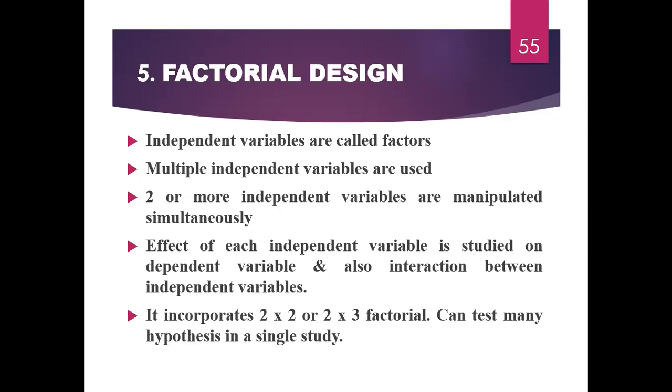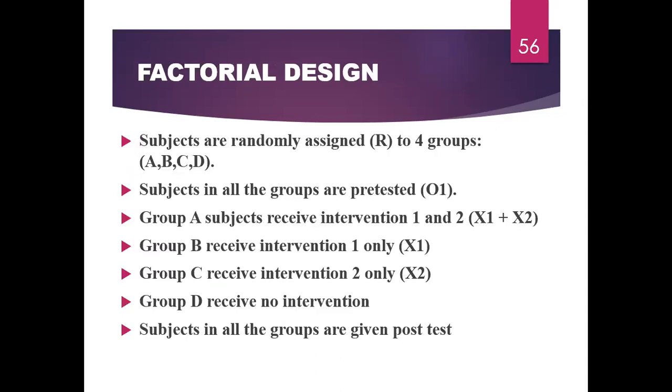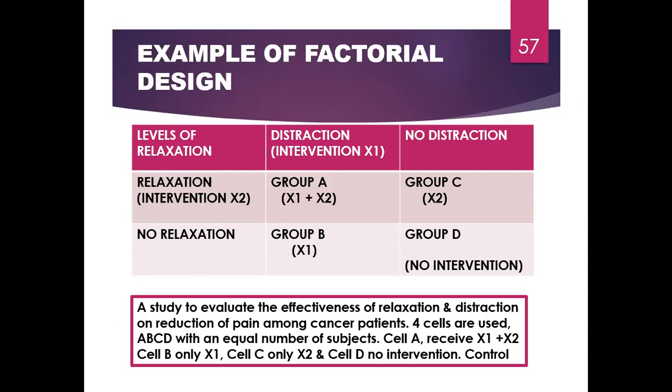It incorporates 2 by 2 factorial design or 2 by 3 factorial design, and it can test many hypotheses in a single study. Factorial design: subjects are randomly assigned to the 4 groups, Group A, Group B, Group C, and Group D. Subjects in all the groups are given pre-test, that is observation 1.